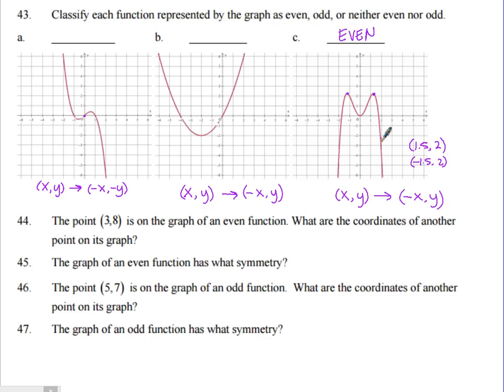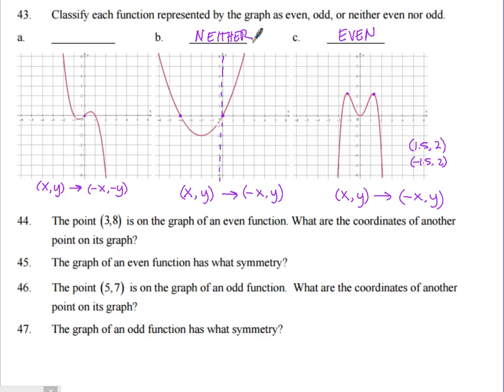We could check a couple more points if we weren't confident with that. Here, let's double check. This is an easy point, so 0, 0 and negative 4, 0. Those are definitely not opposite x. I notice if I folded it on the y-axis, it wouldn't match up. So this is going to be neither even nor odd.